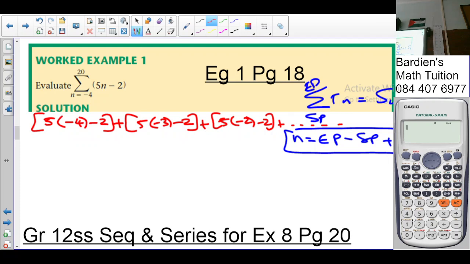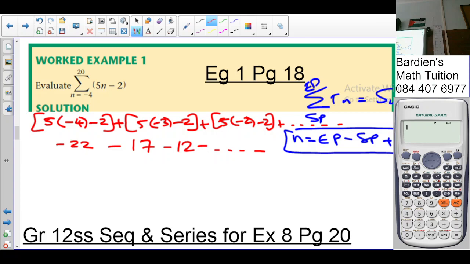Alright. But here we go. What do we have here? It's going to be -22. Not so. What is this second term going to be? -17. The next one? -12 and so on. So those are my first 3 terms.